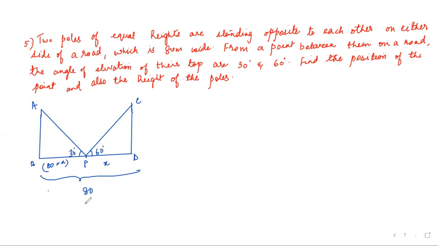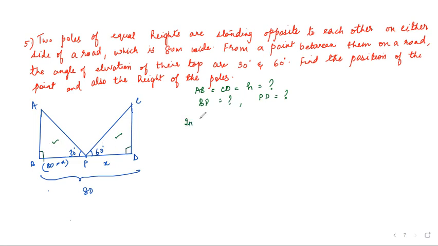So what all do we need to find? We need to find AB and CD, which are both equal. We need to find the heights, as well as we need to find BP and PD, the distance, the position as well. Okay. So here again we have two triangles, ABP and CDP. So we will consider them.